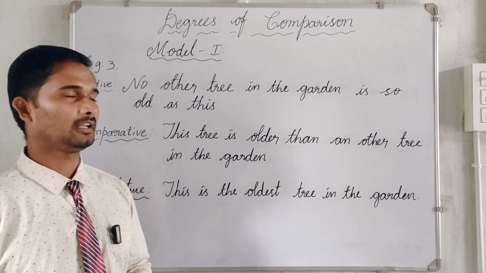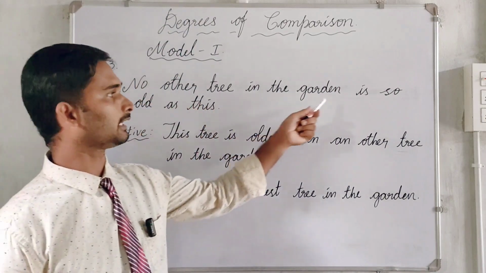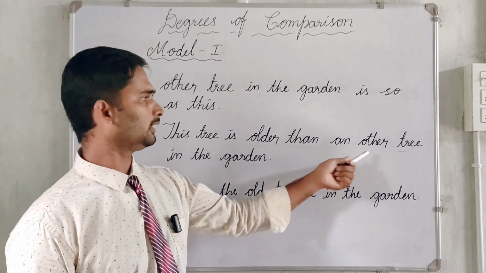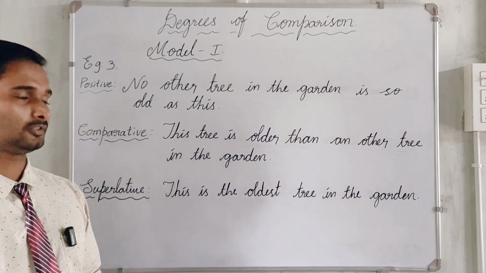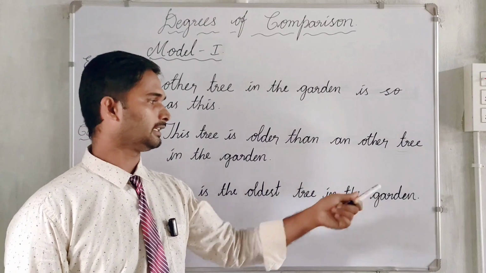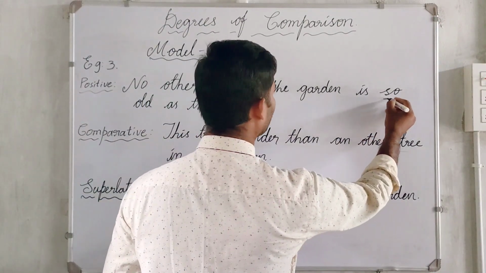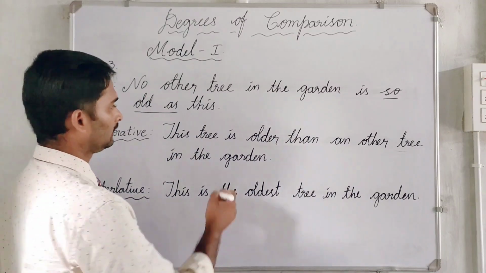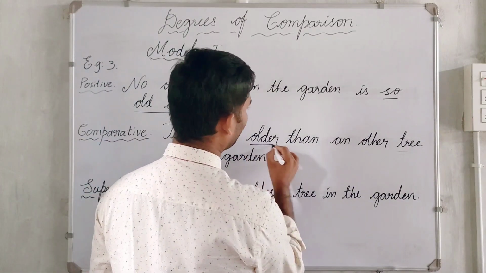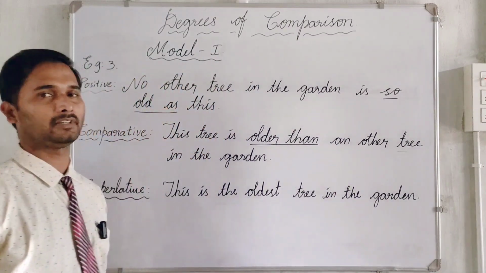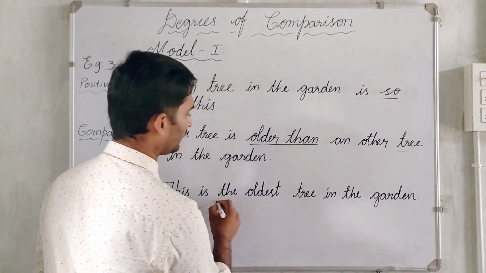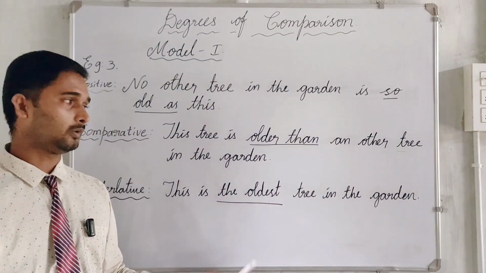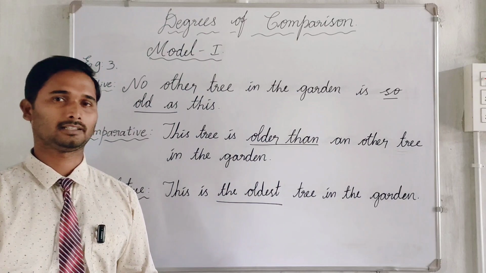Let us see one more example of Model 1. No other tree in the garden is so old as this. Comparative: This tree is older than any other tree in the garden. Superlative: This is the oldest tree in the garden. Here we have old, no comparison is made. Second one, older than any other tree, comparison made with other trees. And the oldest is the highest degree, the oldest of all the trees in the garden.